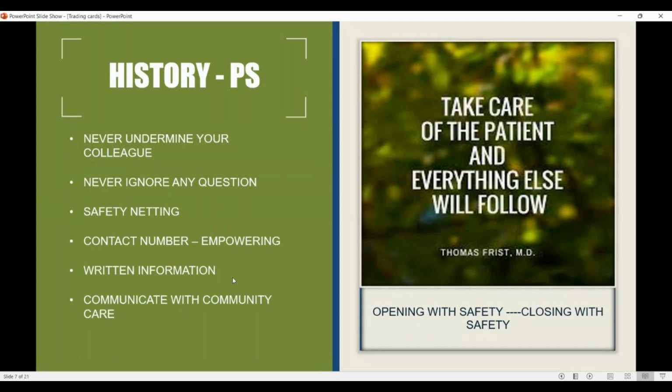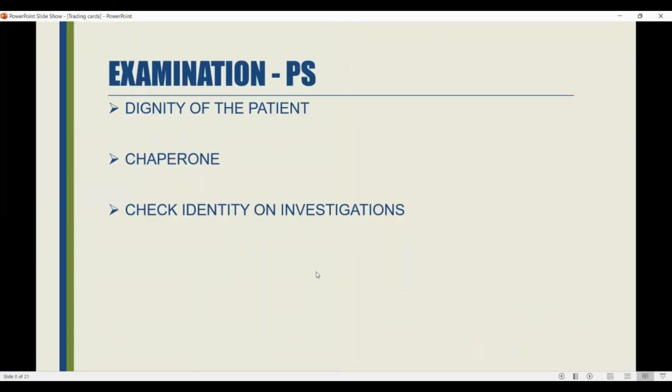Like you open your station by being a safe doctor, close by being a safe doctor by communicating in the end with her community care, because that is the most vital point in NHS. In examination, take care of the dignity of the patient. That's the patient safety. Involve a chaperone in the examination always. That's the patient safety. If you are talking about investigations, check the identity of the patient first. So that's the patient safety.